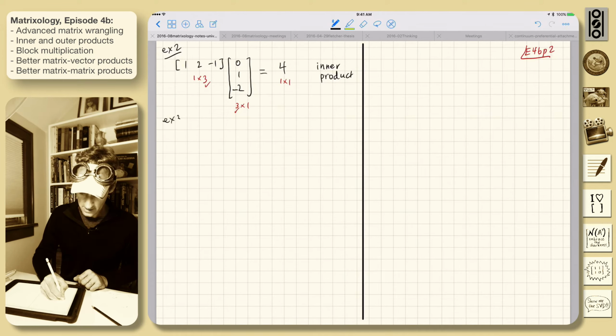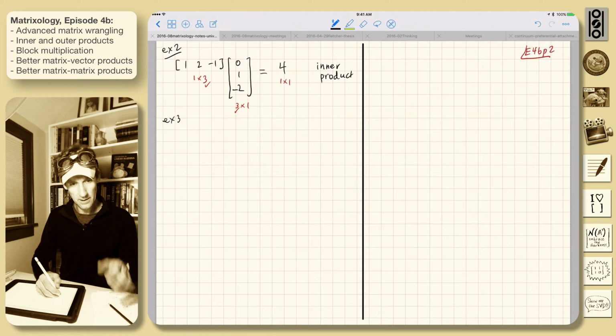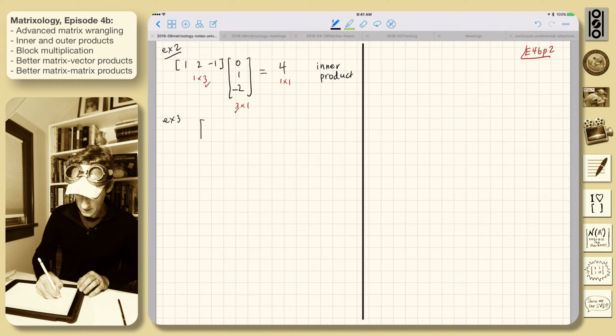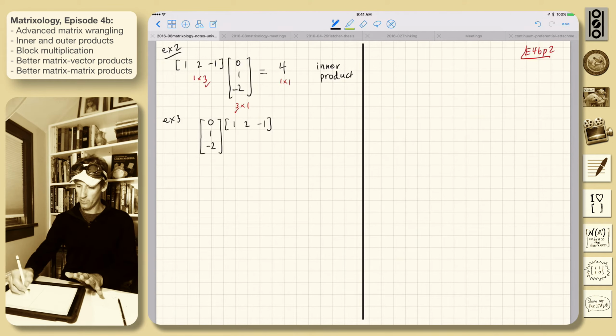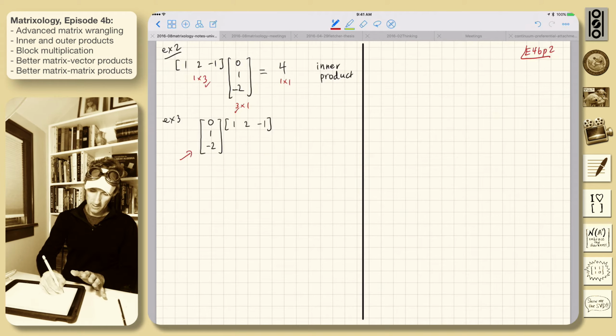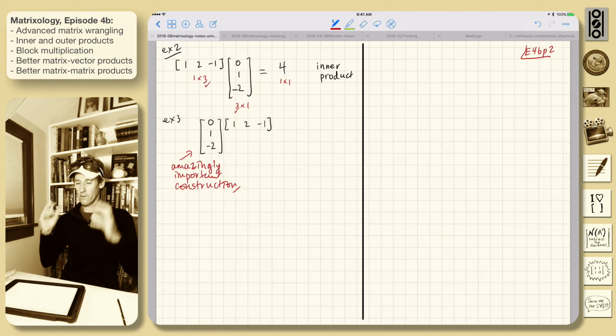So example 3: all that matters is the inner dimensions match up. We can now do kind of weird things. They don't commute, they don't give you the same thing, but we can shuffle these two. And this kind of construction, as we get to the end of the course, we will see is incredibly important. It looks weird, but it's an amazingly important construction where you have a column vector. And as we go on in the course, these things happen over and over again.